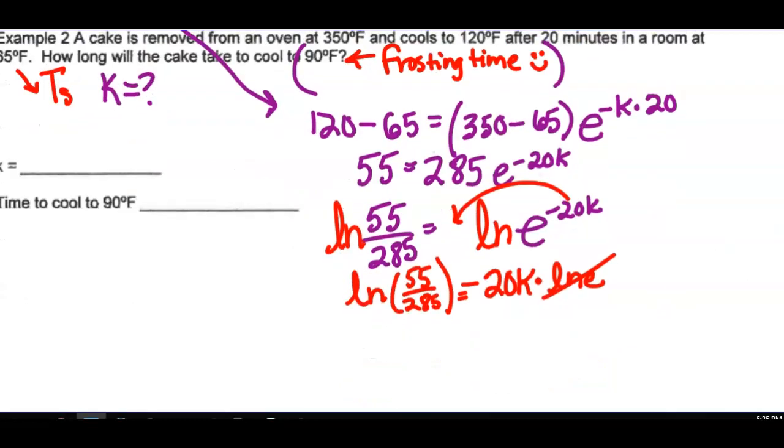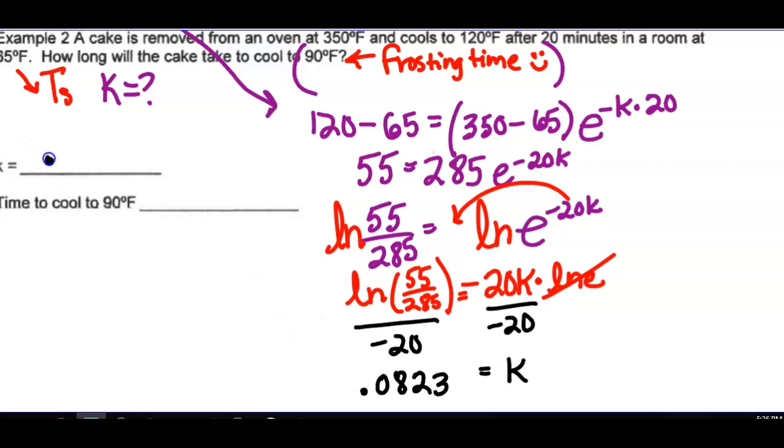And then we're going to divide both sides by negative 20 here. And we should get a positive decimal k value. So the natural log, 55 divided by 285, and then close the parentheses, and then divide by negative 20, and I have 0.082, and it would round to 3. Okay? That's a reasonable k value.